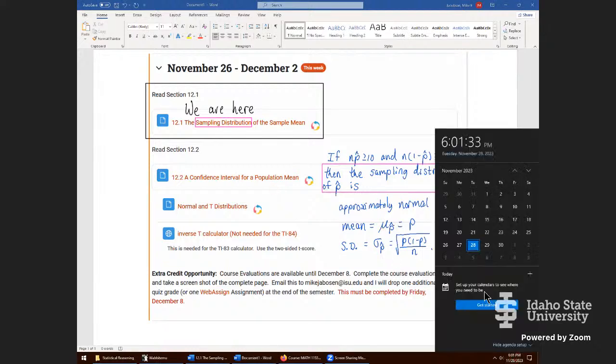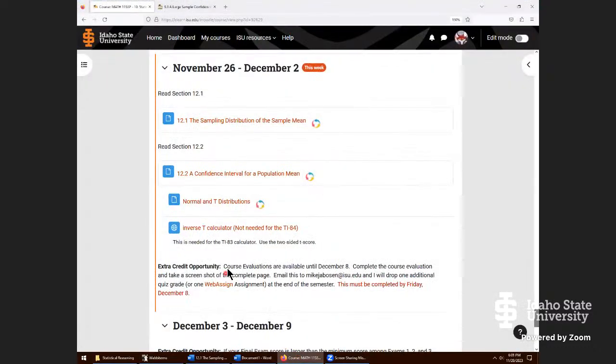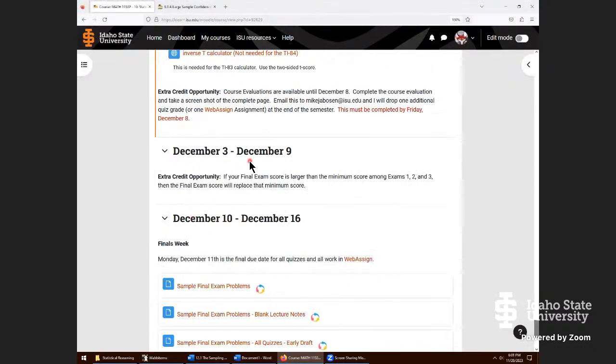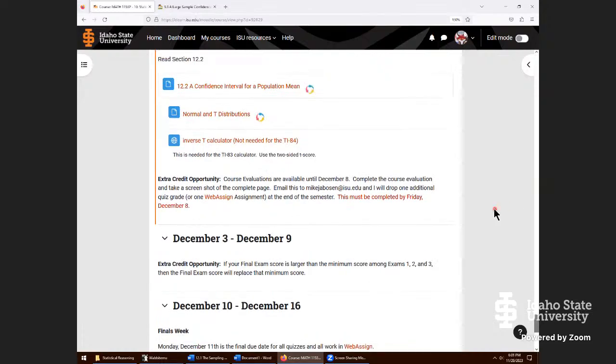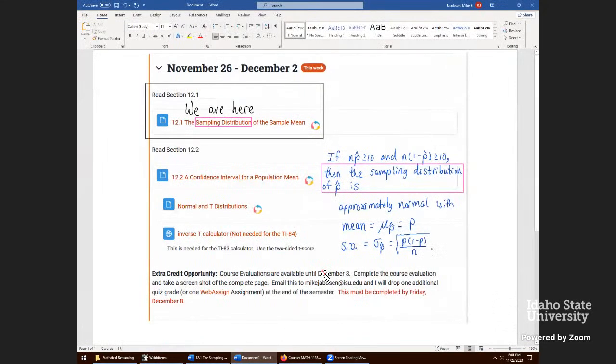And we'll also make sure that when we get to this next week, we have at least Wednesday and Thursday for reviewing for the final exam. So if we have to cut section 12.3 a little bit shorter to make that happen, we'll definitely make that happen. So that's where we're at so far, folks. Any questions or comments so far?